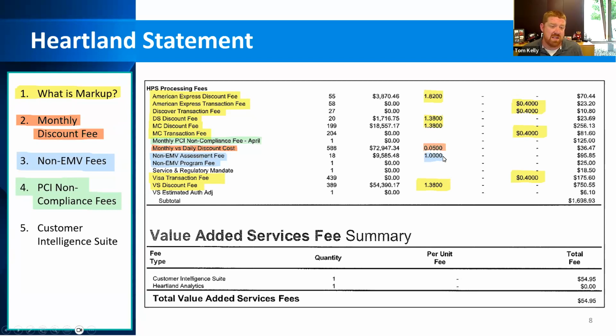So if you're a business that is a card not present business, and you're with Heartland, you're probably going to see this fee because it's not only if the card is swiped or inserted, but just in general, if that card is not present, you're going to be assessed this fee. So this is something we've really seen pop up in the last year or so. So something, again, you might want to keep an eye on. And then the last piece here, the customer intelligence suite. I think this is something not unique to Heartland.